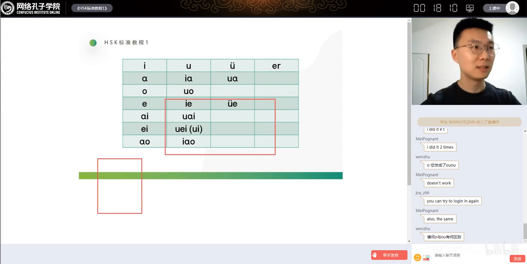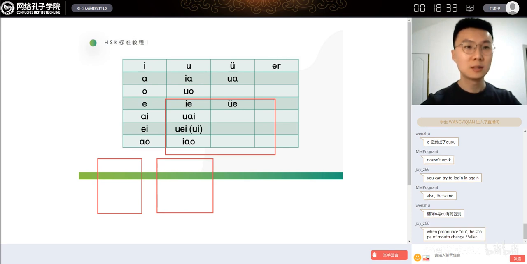Okay, let's look at the last 3. These 3. Listen. Wei, you, yao. In these three, the middle sound is the loudest and longest sound. Okay, these are compound finals.